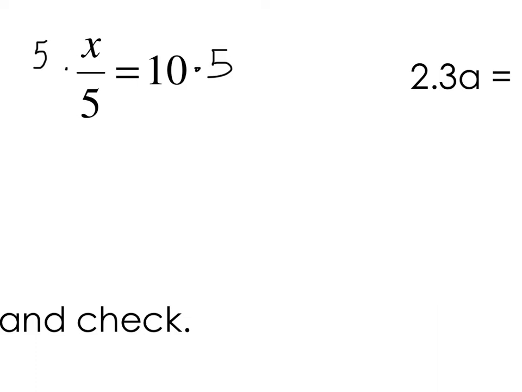Now notice on the left-hand side, we have a 5. 5 goes into 5 one time. 5 over 5 is 1, so there's no point in writing it. On the left-hand side, we just have x. On the right-hand side, we have 10 times 5, which is 50. So our solution is 50.